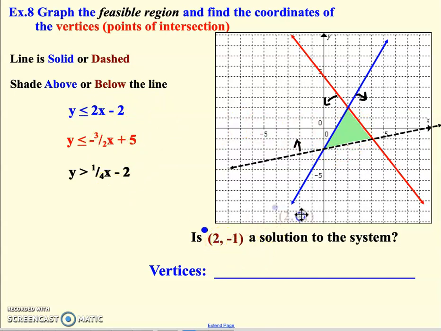So for example, how about the coordinate (2, -1)? Well, if I do (2, -1), that point sits right here. And that is in the feasible region, so that's a yes.